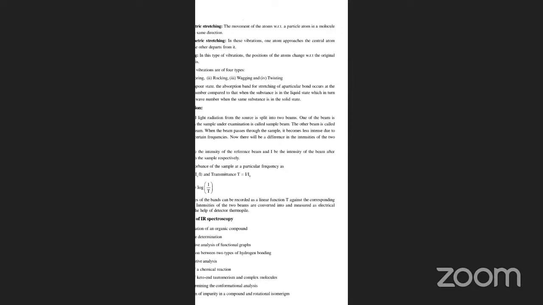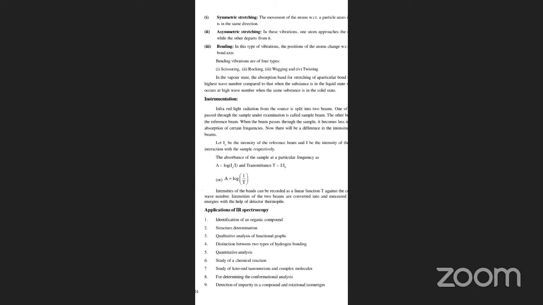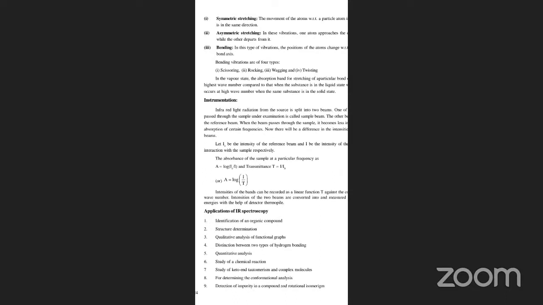Instrumentation: infrared radiation from the source is split into two beams. One of the beams is passed through the sample under examination and is called the sample beam. The other beam is called the reference beam. When the beam passes through the sample, it becomes less intense due to absorption of certain frequencies. Now there will be a difference in the intensities of the two beams.